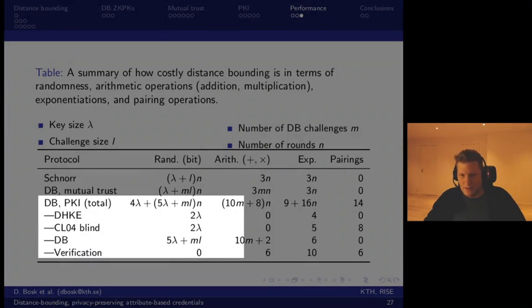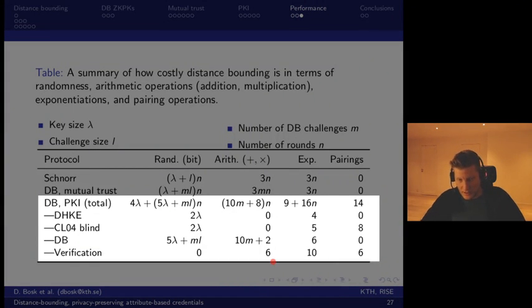The PKI version is, of course, more expensive because we need to do 5 proofs in parallel at the same time. But that's expected. I mean, we do need to run the PKI verifications at the same time. So it's not more expensive than expected for having a PKI. We need to do more arithmetic operations, and of course we need much more randomness. And we can see where the costs come from. For instance, all the arithmetic operations come from the distance bounding phase here. Same for the exponentiations. We have a few pairing operations, and that's only due to using CL04 for this. That's the pairing operations used in the blinding of the signature and the verification.